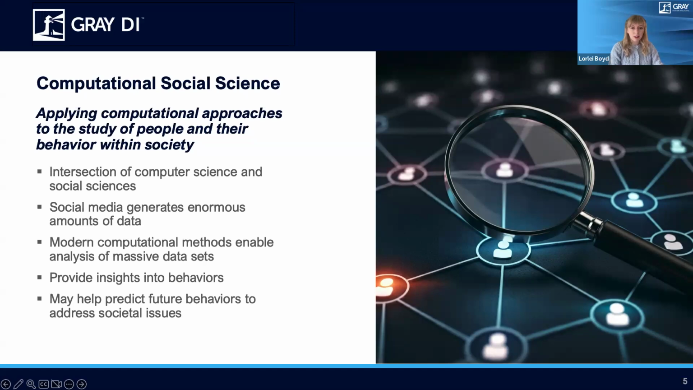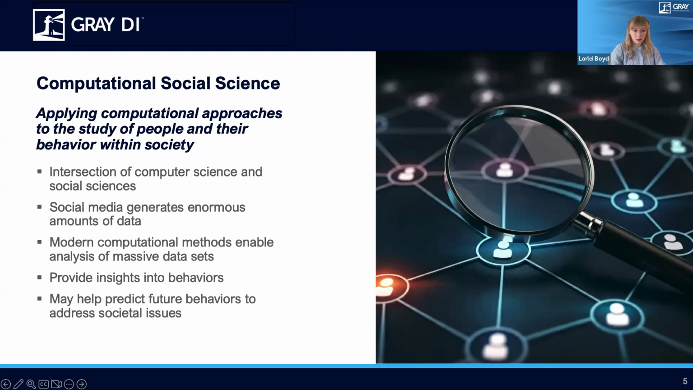We can analyze the content and also the relationships between users using graph data science and graph analytics. Researchers are gleaning insights into social and cultural behaviors driven by social media. They also hope to be able to predict future behaviors and address potential societal issues. There are 4 key goals: to analyze large-scale social media data, to model and predict social behavior, to understand the impact of technology on society, and to address social issues like polarization and misinformation.